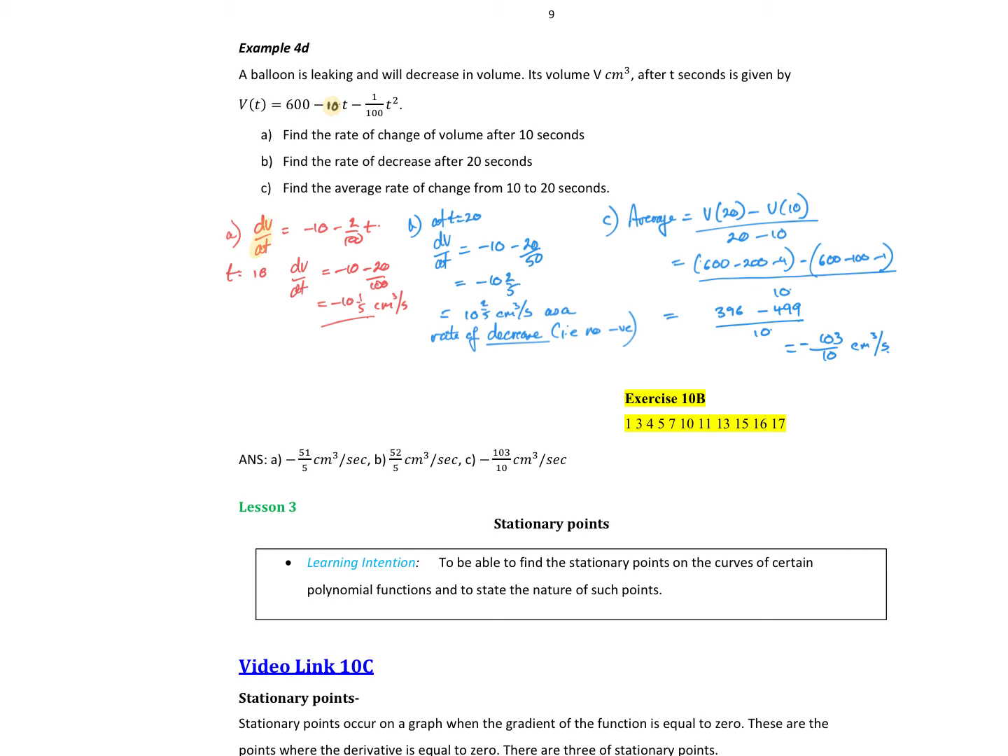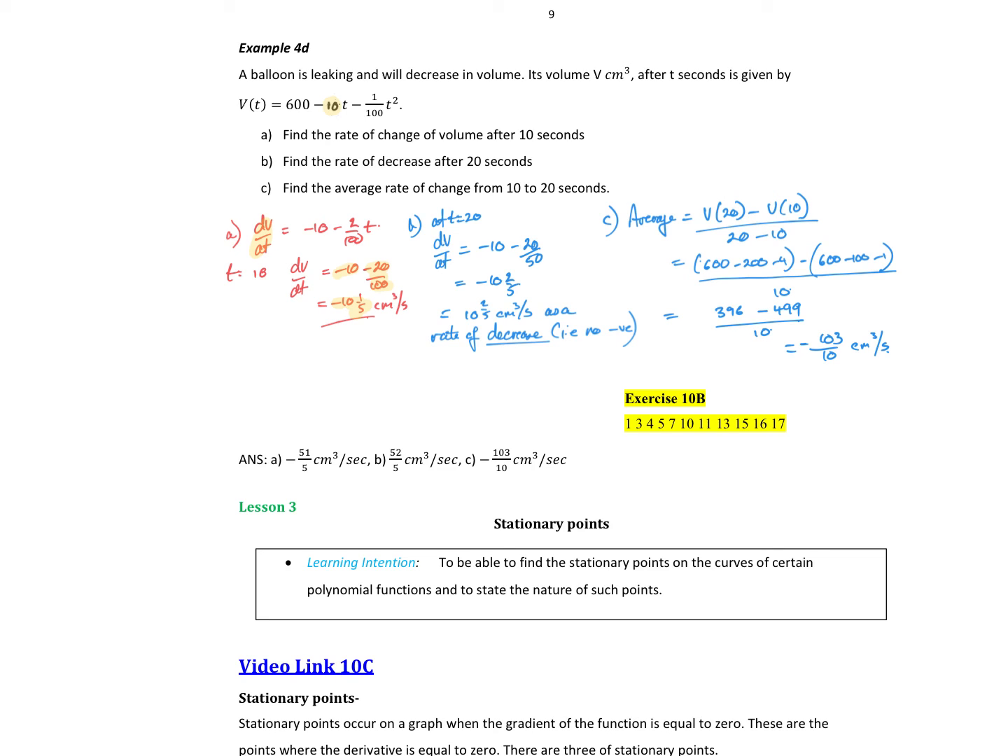So I'm going to need dV/dt, which in this case is negative 10 minus 2t on 100. Obviously, the point I'm interested in is at t equal to 10. So put that t equal to 10 into there, we get negative 10 minus 20 over 100, which is a negative 10 and 1/5 centimeters cubed per second.